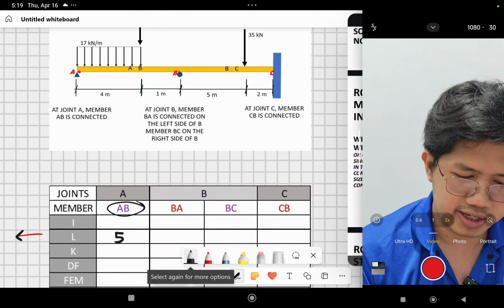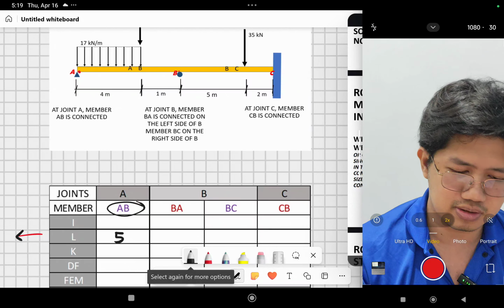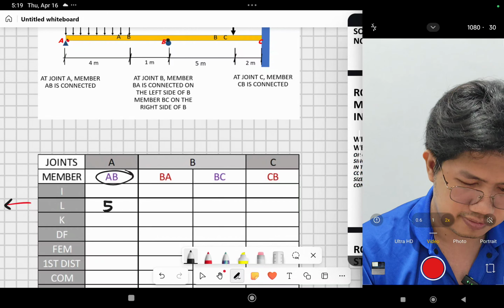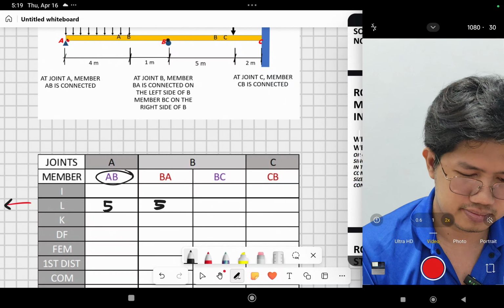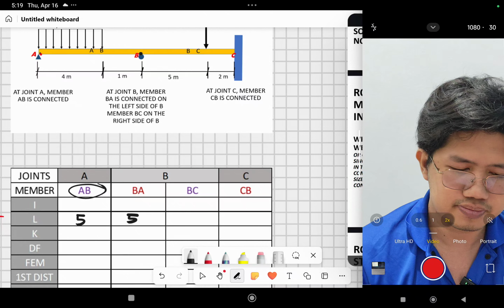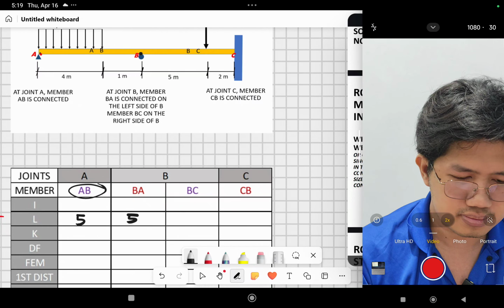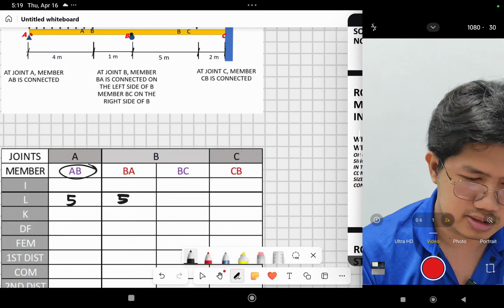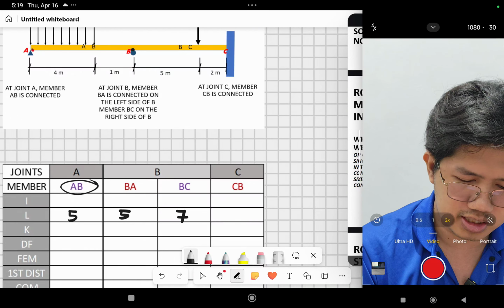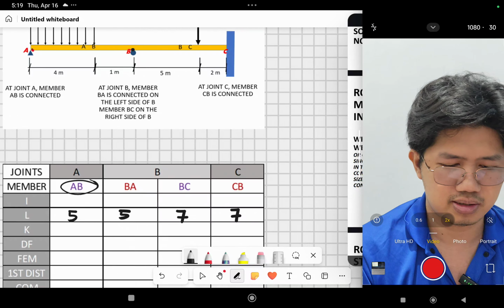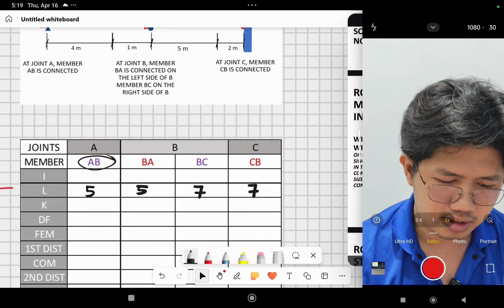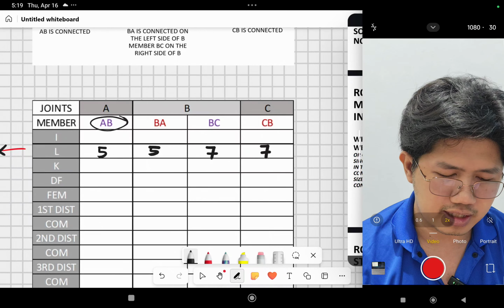And then member BA is basically the same as AB, so from B to A, that is also 5. And then next, member BC, that is 7 meters in length. Okay, and from C to B, that is also 7. Okay, so we have filled up L.